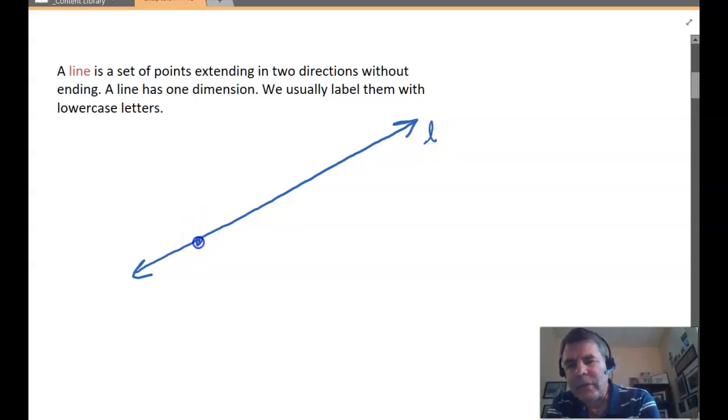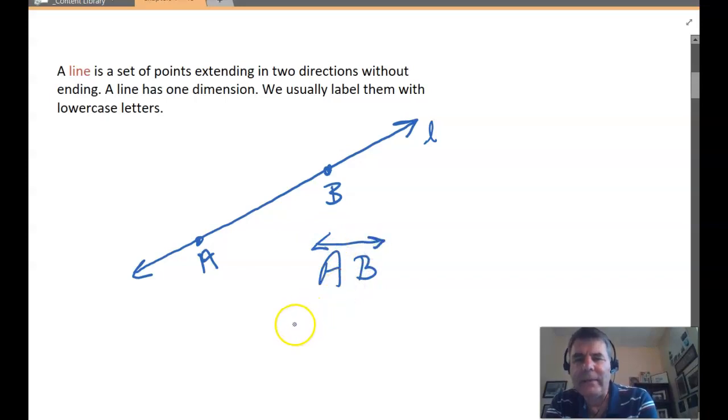Now if I have 2 points on a line, say point A and point B, then I could write that as line AB, or I could say line BA. Either one of these would be correct for labeling this line.